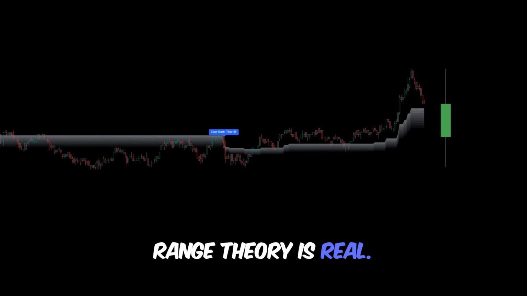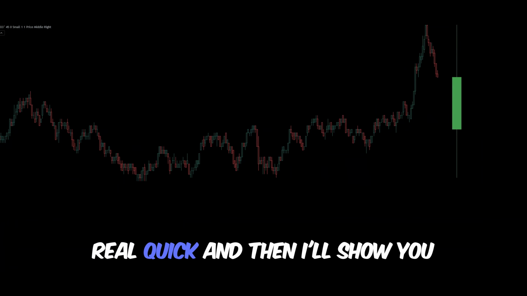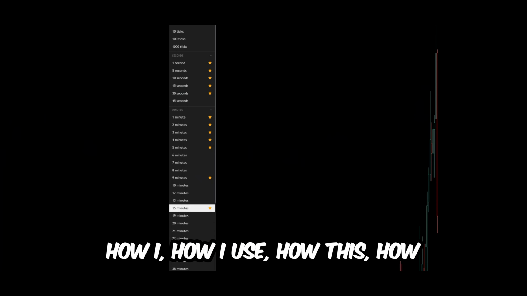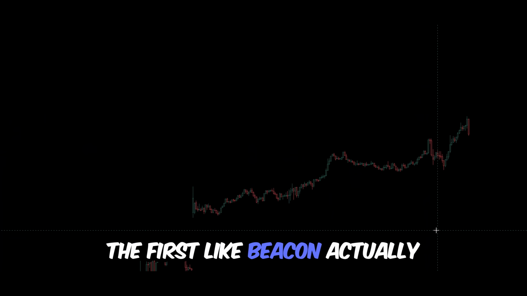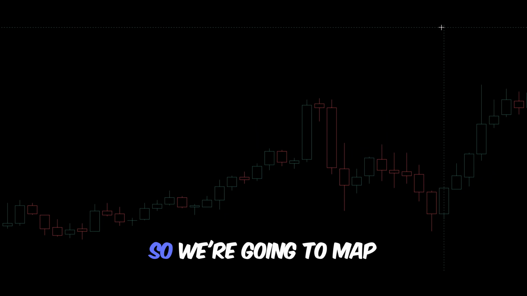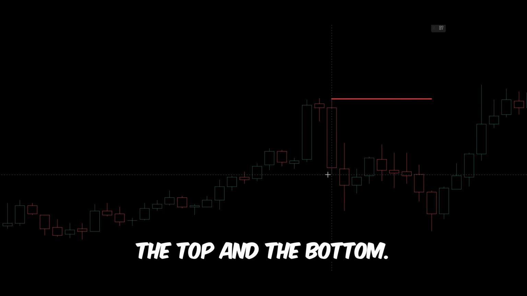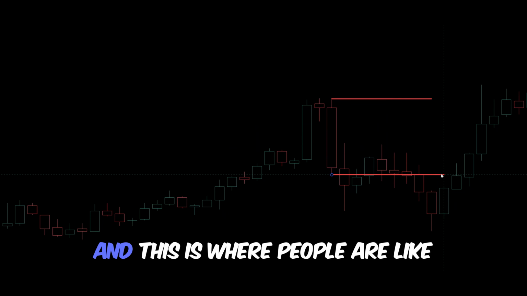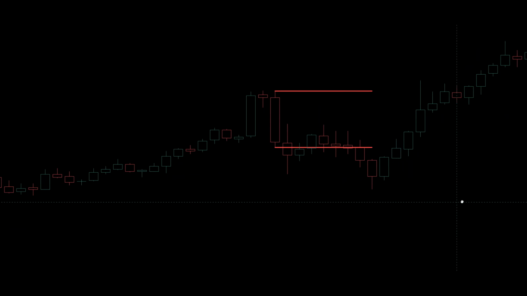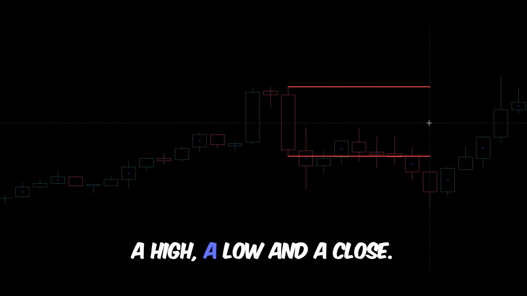Range theory is real. What is candle range theory? So we'll look at it real quick, and then I'll show you how I use the First Light Beacon to actually map out candle range theory. So here's a 15-minute candle right here. We're going to map the top and the bottom, and this is where people are using ORBs and stuff like that. But there's an open, a high, a low, and a close.